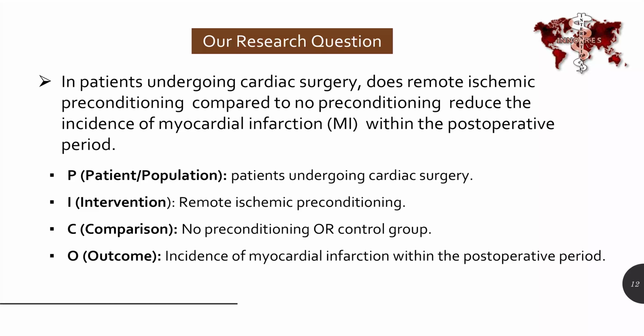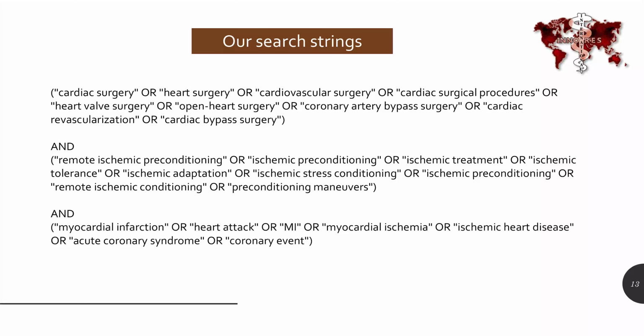Okay. And then the outcome. So the outcome that we would want to measure would be the incidence of myocardial infarction within the post-operative period. So when you read the research question in the PICO format, you would be able to understand what we are trying to do here. Now we want to formulate a literature search strategy for this particular research question. So how are we going to do that? We are going to do that with the help of the following search strings.